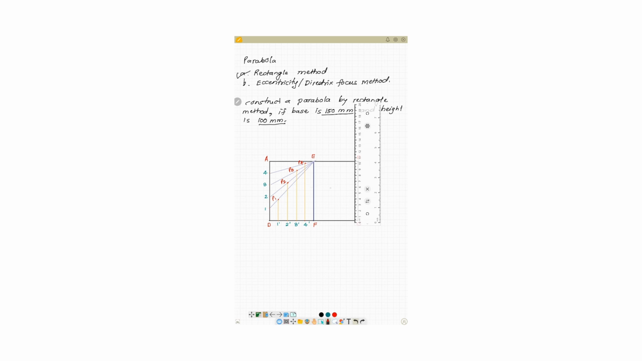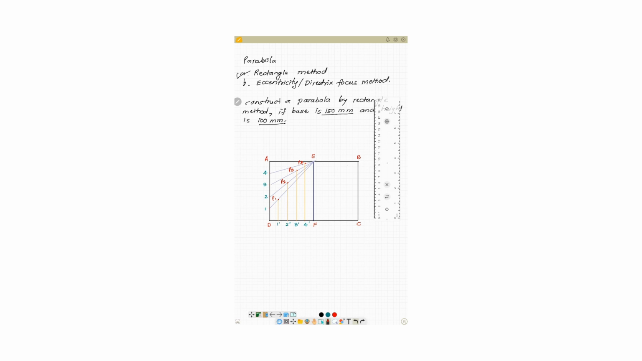Now the same construction we can also carry out in the other half of the rectangle, which is E, B, C and F, and there also we have to carry out the same procedure, which means we have to divide this horizontal side, that is FC, as well as CB, into an equal number of divisions, that is 5 divisions. Or we can just transfer these points to the other half of the rectangle by symmetry, because the parabola is a symmetric curve.